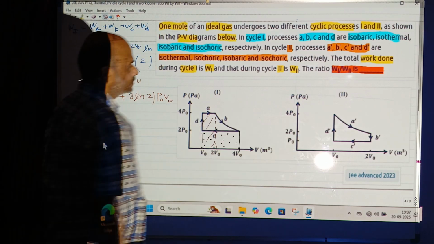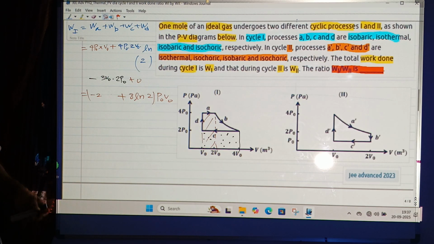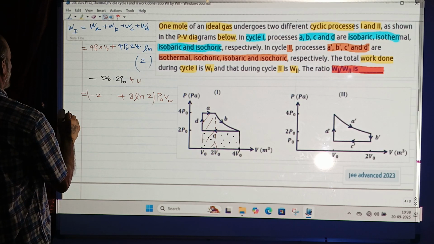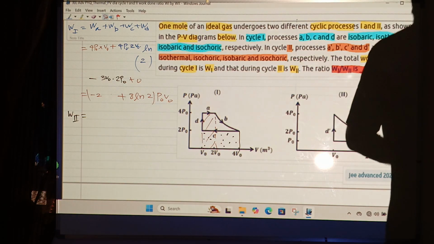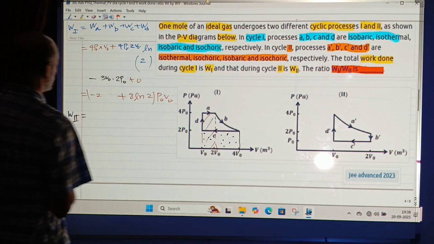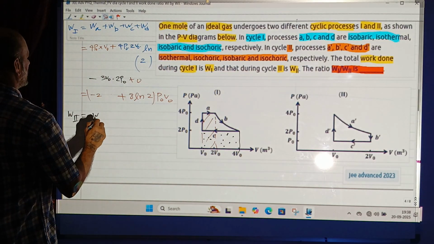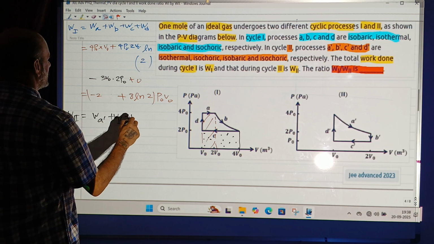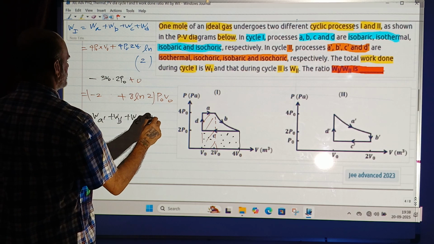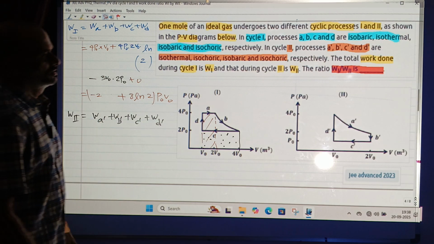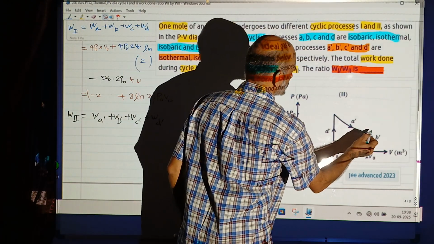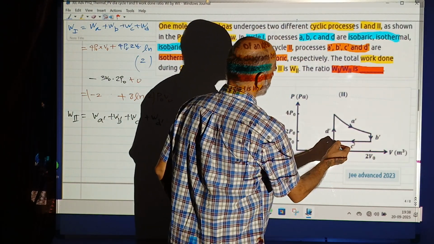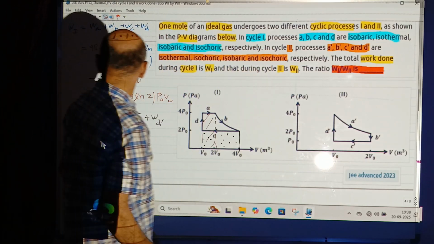So similarly for cycle 2, the work done in cycle 2 is work done in the process A prime plus work done in process B prime plus work done in process C prime plus D prime. So the work done to go from here along this path is the work done to go from here to here, and the work done to go from here to here, and the work done to go from here to here, and the work done to go from here to here.